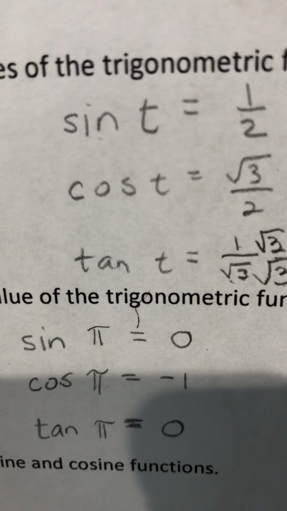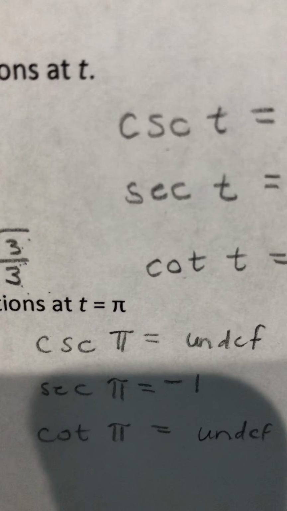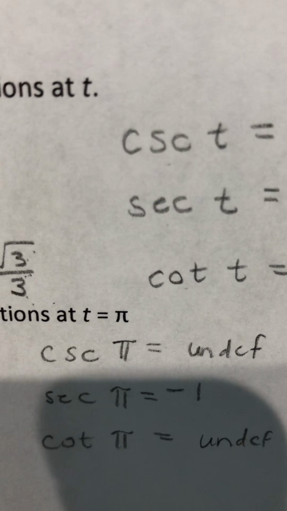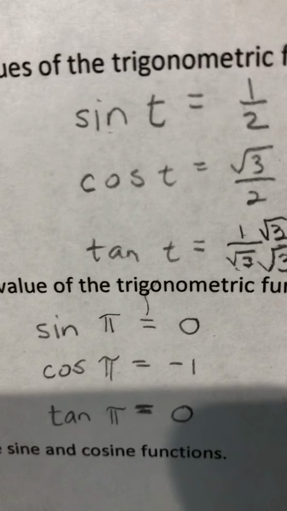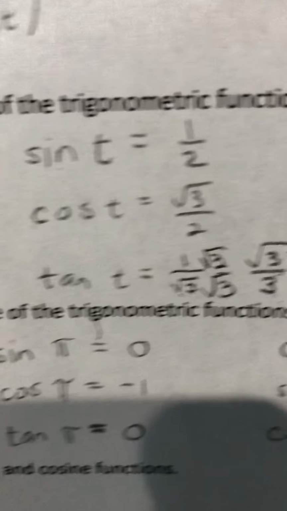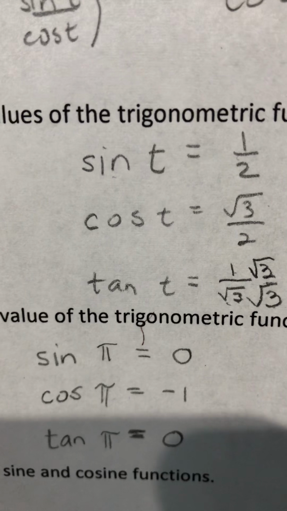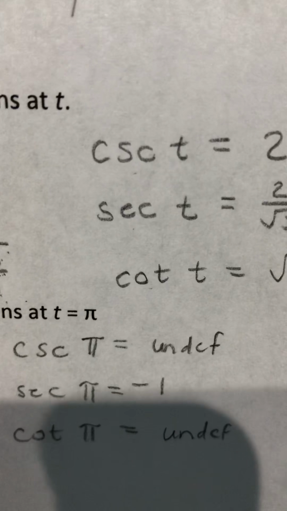So if the sine is 0, the cosecant would be 1 divided by 0, which is undefined. The secant is the reciprocal of the cosine. So it would be 1 divided by -1, or -1. And the cotangent would be the reciprocal of the tangent, which is 1 divided by 0, which is undefined.